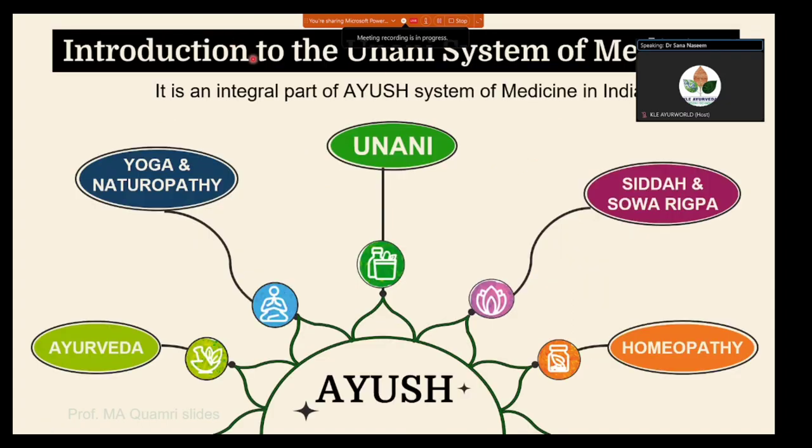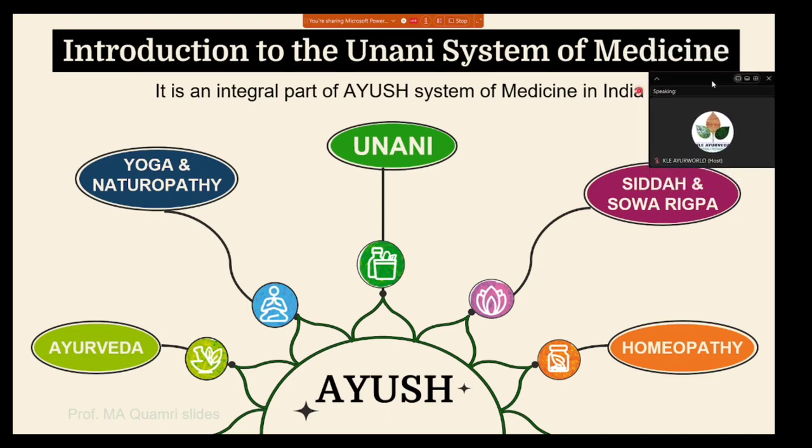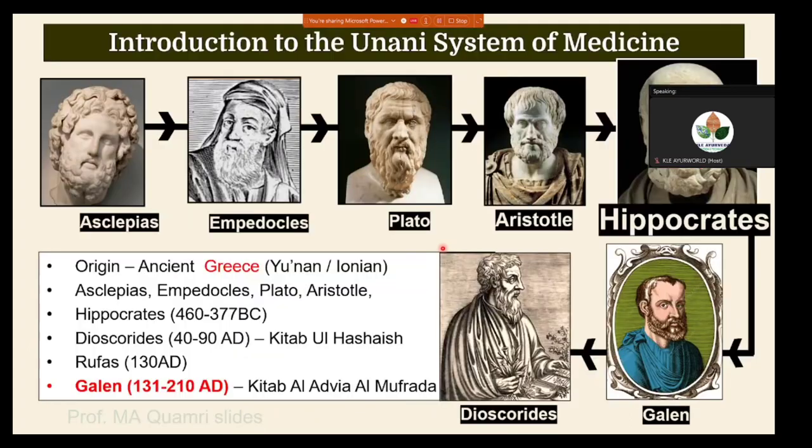So dear friends, the Unani system of medicine is an integral part of the Ayush system of medicine in India. We know that the Government of India created a separate ministry called the Ministry of Ayush. This stands for an acronym for Ayurveda, Yoga, Naturopathy, Unani, Siddha, Sowa-Rigpa, and Homeopathy. So Unani is an integral part of the Ayush system of medicine in India, recognized by the ministry.